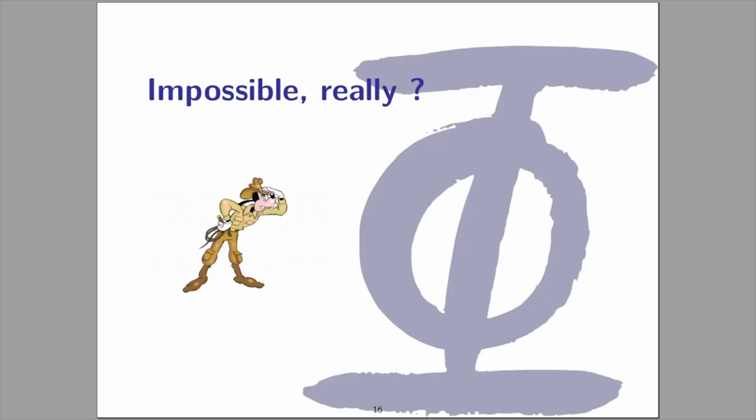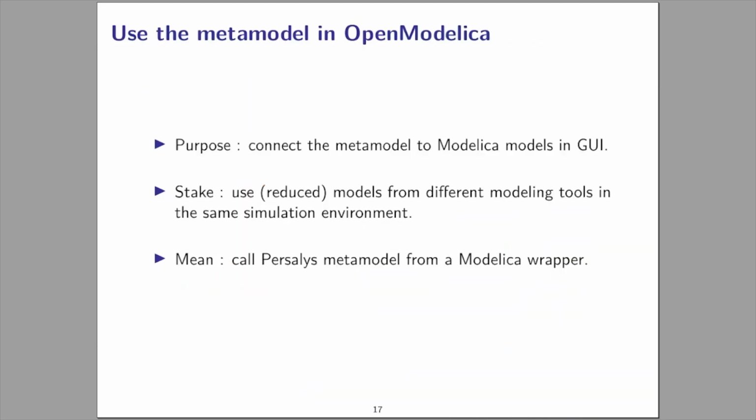And that's where we are leaving, let's say, the stroll in Persalys. Everything till here was fairly easy using the software, and I was curious, so we just went into the wild and tried to include the metamodel into the Modelica modeling environment. So why do we want to use this? First, because it can be very practical to employ a metamodel and connect it to other Modelica models to go to large-scale models. The stake is to use metamodels from different modeling tools in the same simulation environment.